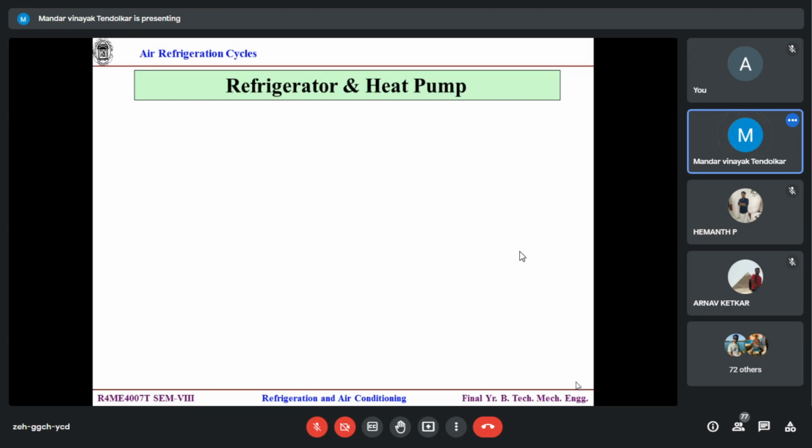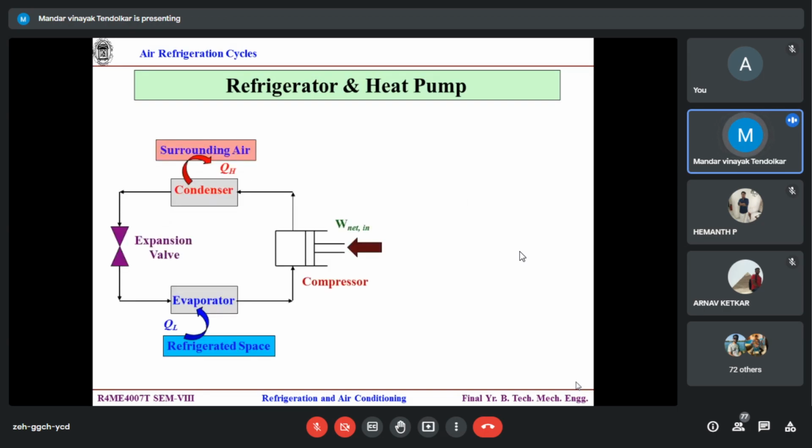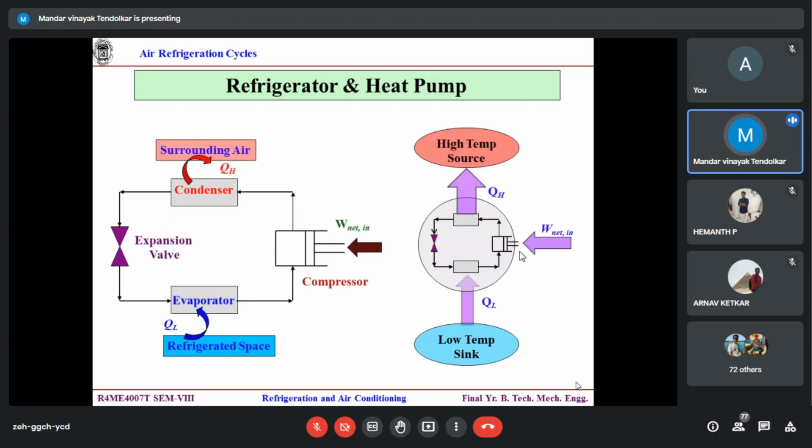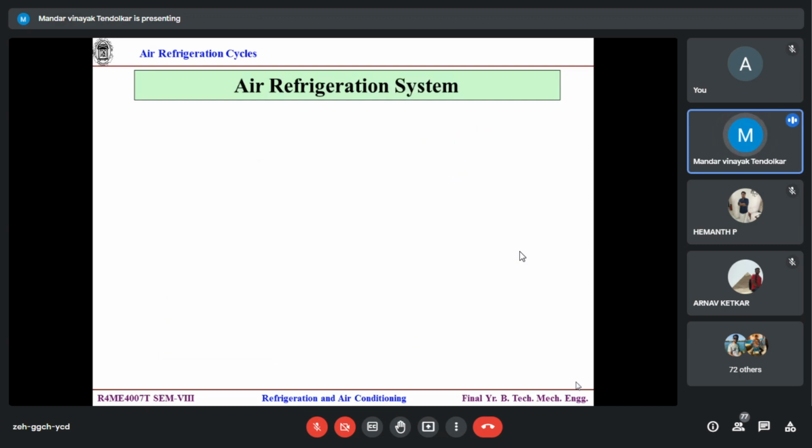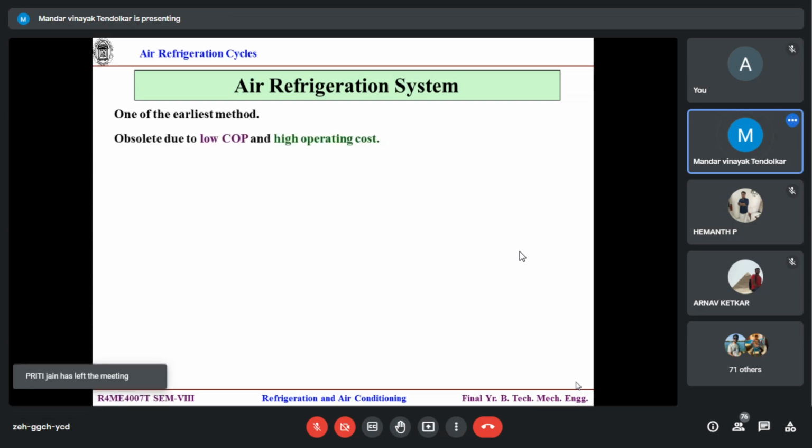So refrigerator and heat pump is the concept which you are quite aware of as far as the second law of thermodynamics is concerned. Now we are using it for the air refrigeration system, making use of air as the working substance. This is one of the earliest methods, very old, because air is free and abundantly available. No expensive affair. So it is the oldest possible method. Now it is completely obsolete due to very low COP.